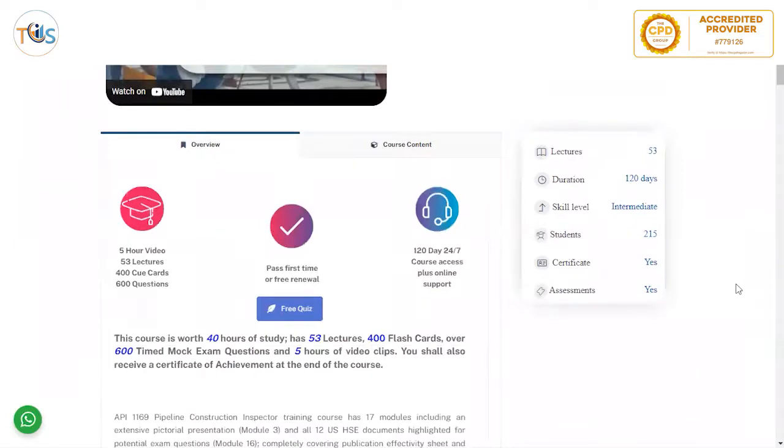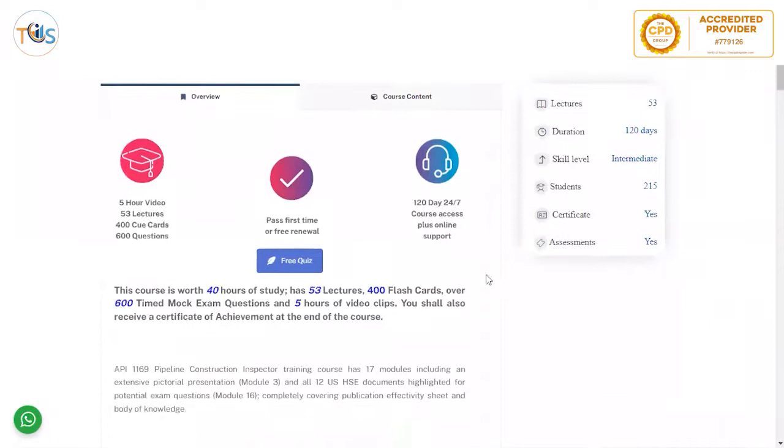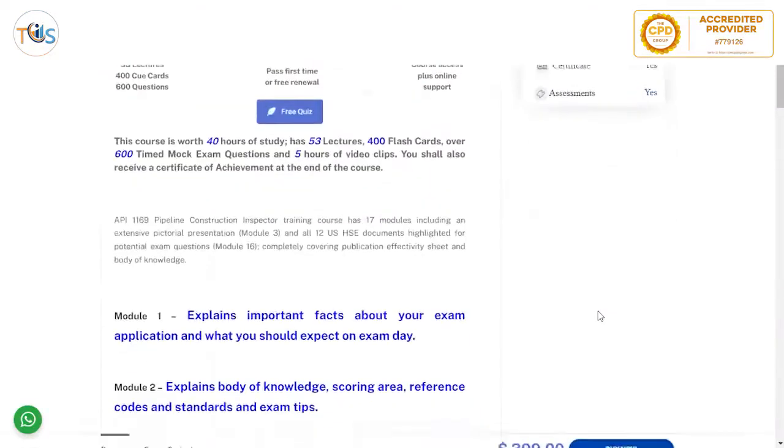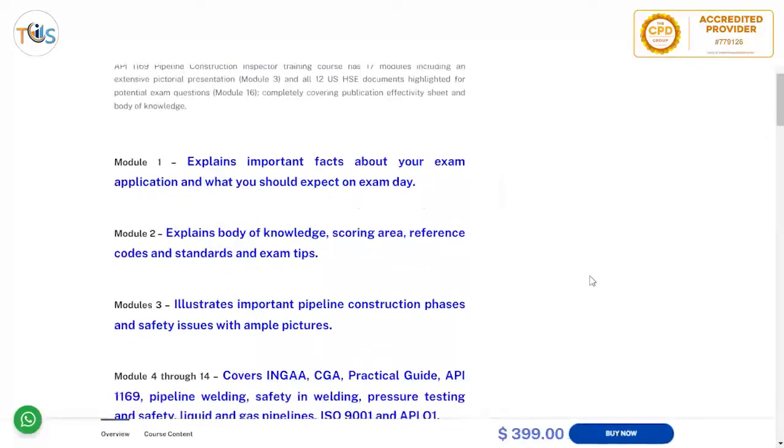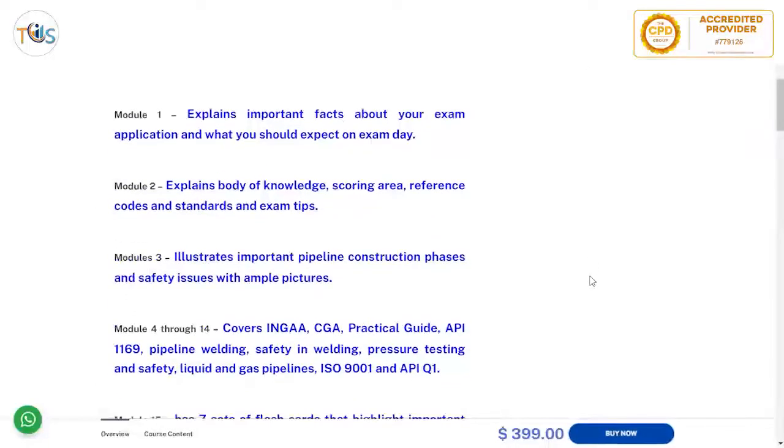It has 5 hours of video, 53 lectures, 400 cue cards, 600 questions. Pass first time or a free renewal, for any reason whatsoever, if you could not attend the course or you fail. It has 120 days, 24/7 course access, and it covers all the publication effectivity sheet.